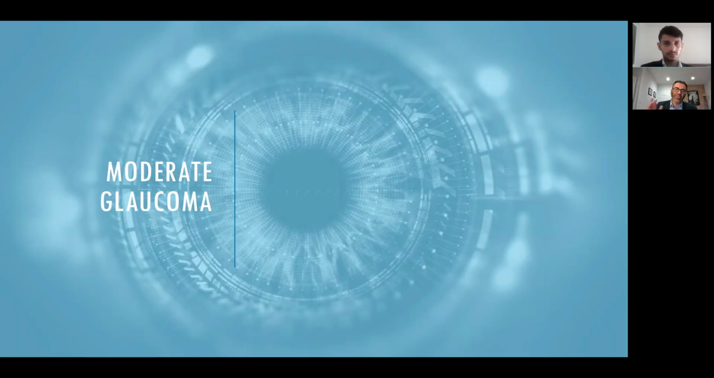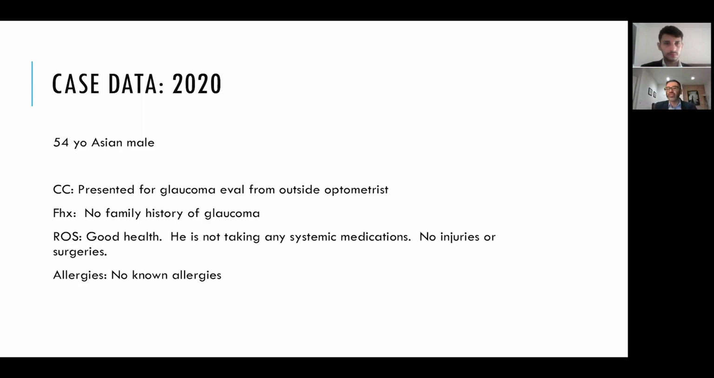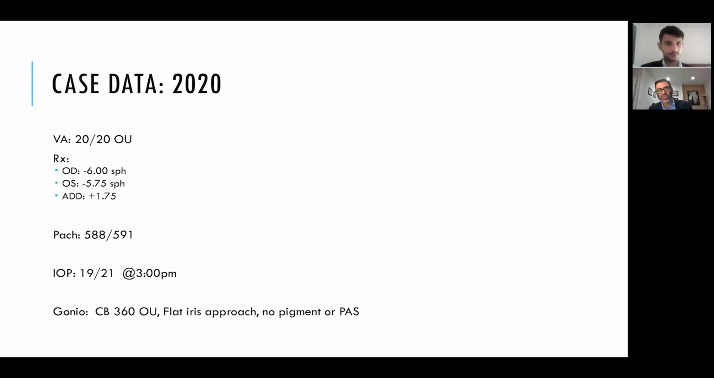My last example that I'm going to show you is a moderate glaucoma patient, but he presented in a very similar way. He was referred in for a glaucoma eval from an outside optometrist. No family history of glaucoma, 54-year-old Asian male, and overall, again, very healthy as well. One thing to note is that he is a very high myope, about a -6 in both eyes, but he does have thick pachs and his eye pressures are really not that bad. So 19 and 20 on someone who has pachymetry readings of 588 and 591, you feel okay about that, right? But again, I think it's worthwhile to delve into that data in a lot more detail.